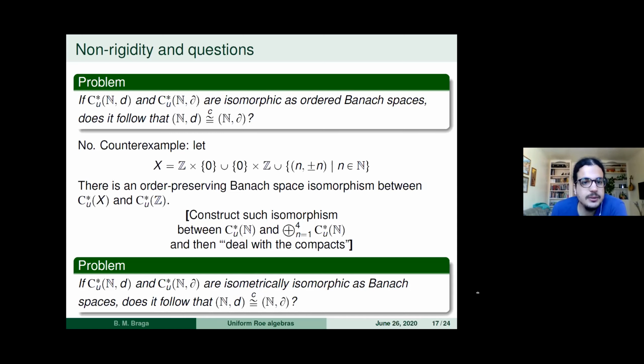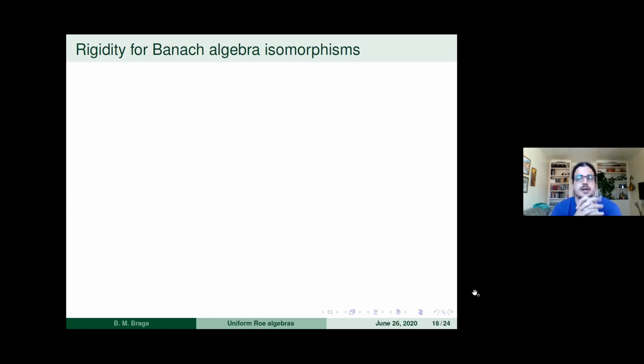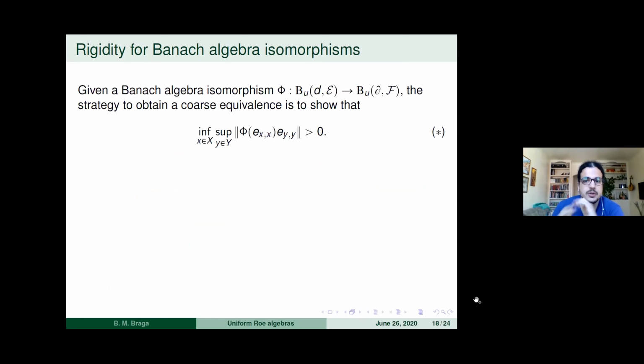Okay, so now let's go to Banach algebra isomorphism. Now we come back to that inf sup equation that I had there. Let's say that you start with a Banach algebra isomorphism between uniform Roe algebras, and you want to construct a coarse equivalence between those spaces. Again, our strategy is to show that if the space, the metric, satisfies some property, we can have the same thing here. So for every x, you're going to pick some y, realizing that this is bounded uniformly away from zero. So how do we do that?